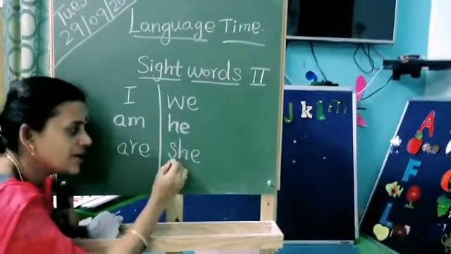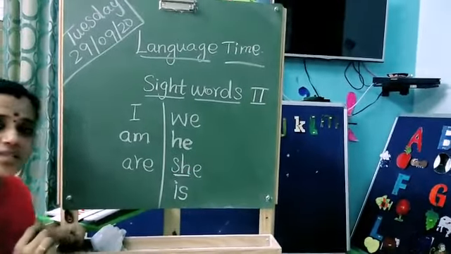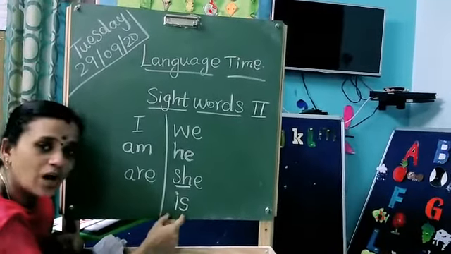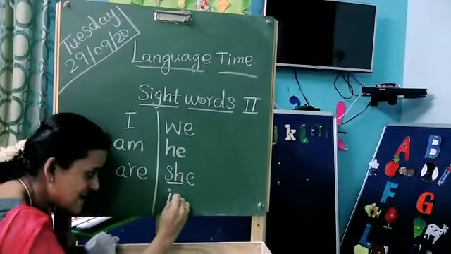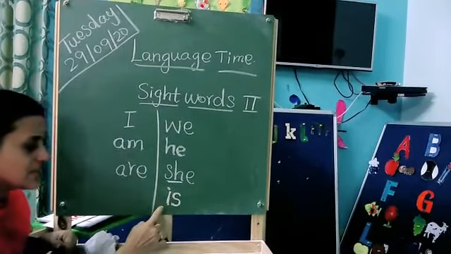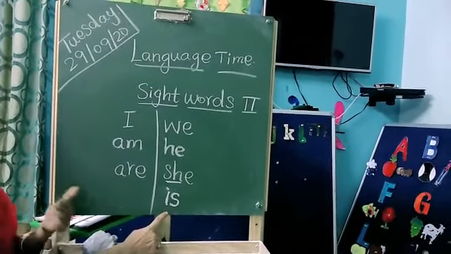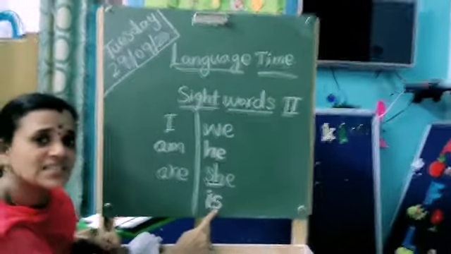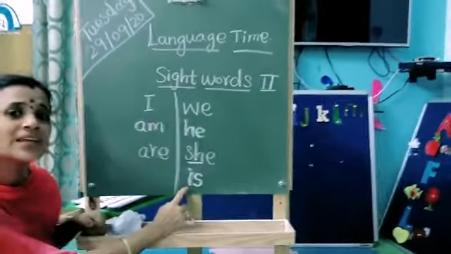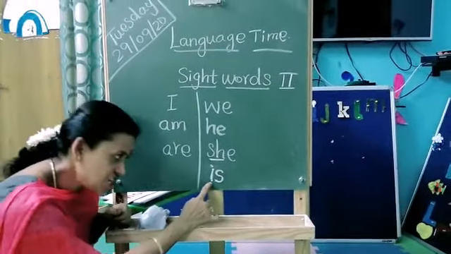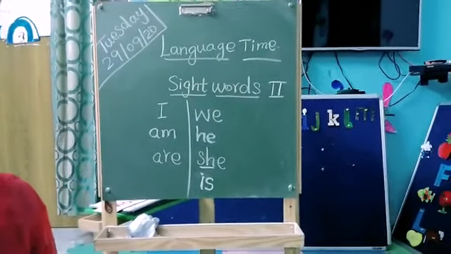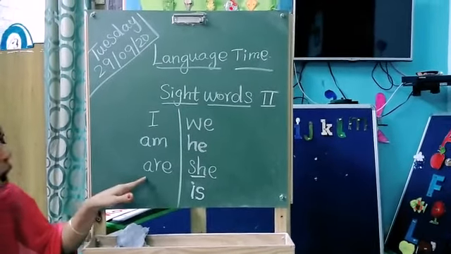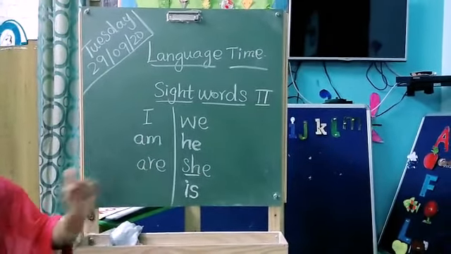So, in this she, you can identify the digraph. See, SH makes what sound? S, sh, sh, sh. She. Next, what is this word? Everybody say, what is this word? Yes. All of you say, what is this word? Yes. So, you have to join the 2 letters phonics. What sound of the letter I? E. What sound of letter S? Then how to say this word? Is. Everybody repeat. Is. Okay, kids. Let me repeat one more time. Yes. Come on. I am or we, he, she, is.